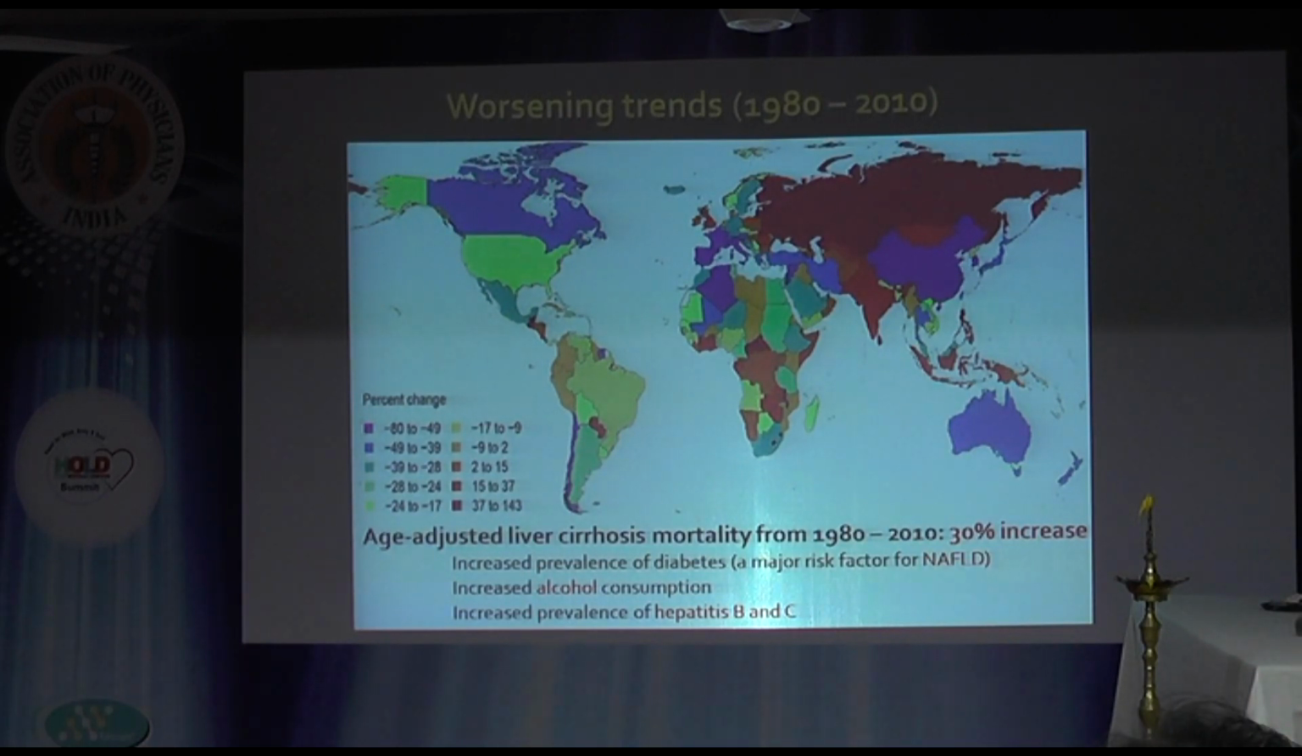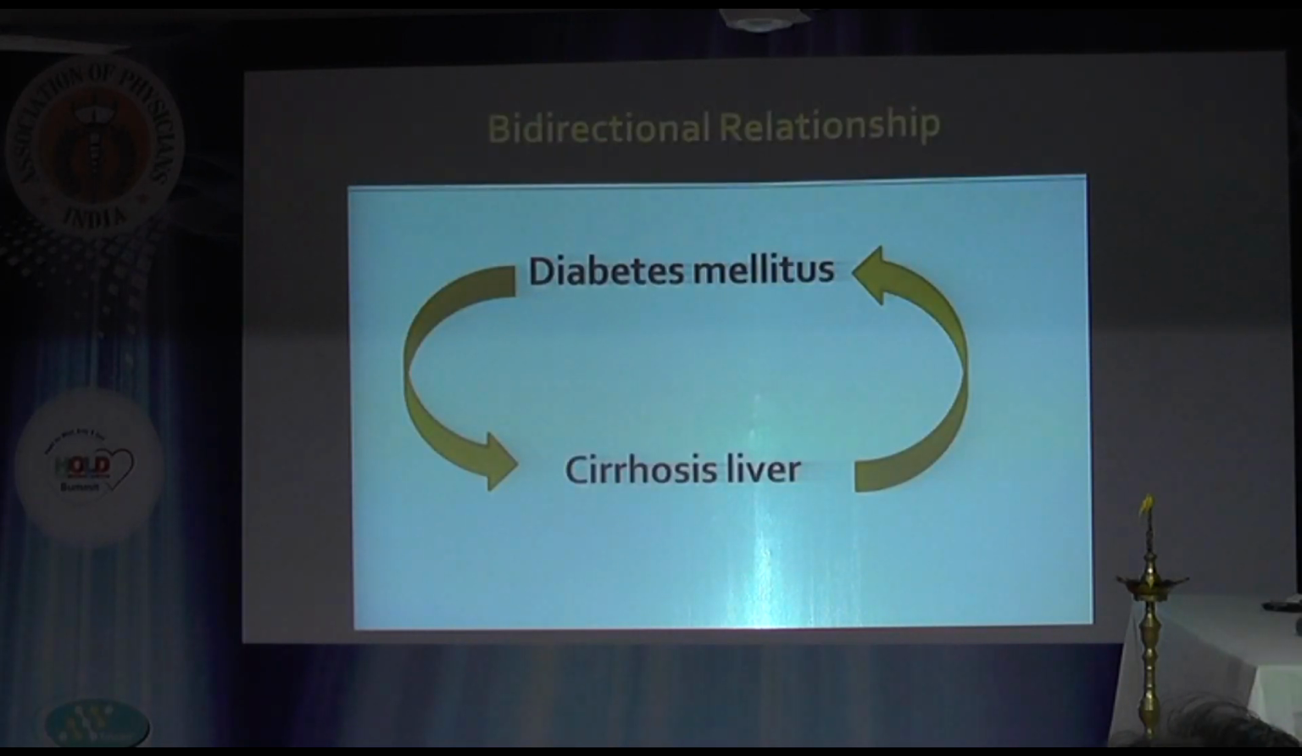And why? One of the most important things is increasing prevalence of diabetes, which is a major risk factor for fatty liver disease. There is also increased alcohol consumption in India, and we are also seeing hepatitis B and C, particularly C we are seeing more now. So, the relationship between diabetes and cirrhosis of the liver is bidirectional. So, a diabetic has a higher risk of developing cirrhosis, and a cirrhotic has a higher risk of developing diabetes.